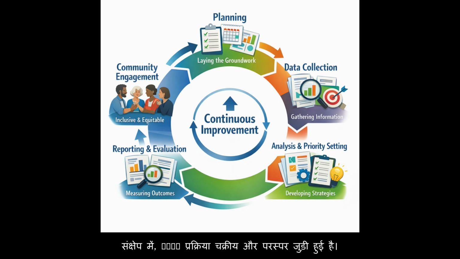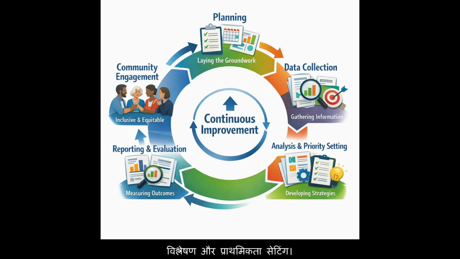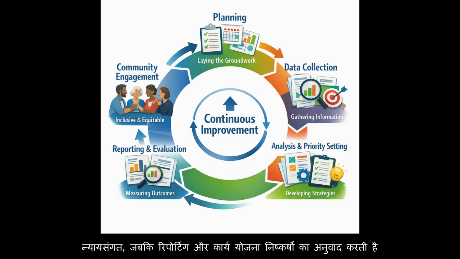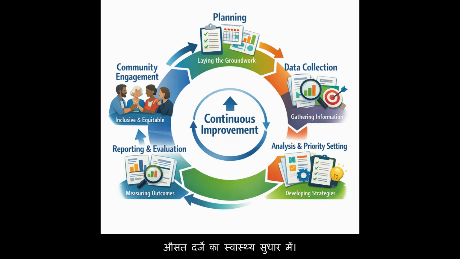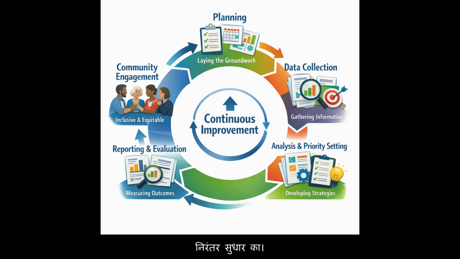To sum up, the CHA process is cyclical and interconnected. Planning lays the groundwork for data collection, which informs analysis and priority setting. Community engagement ensures that the process is inclusive and equitable, while reporting and action planning translate findings into measurable health improvements. Each step builds on the previous, creating a dynamic process of continuous improvement.